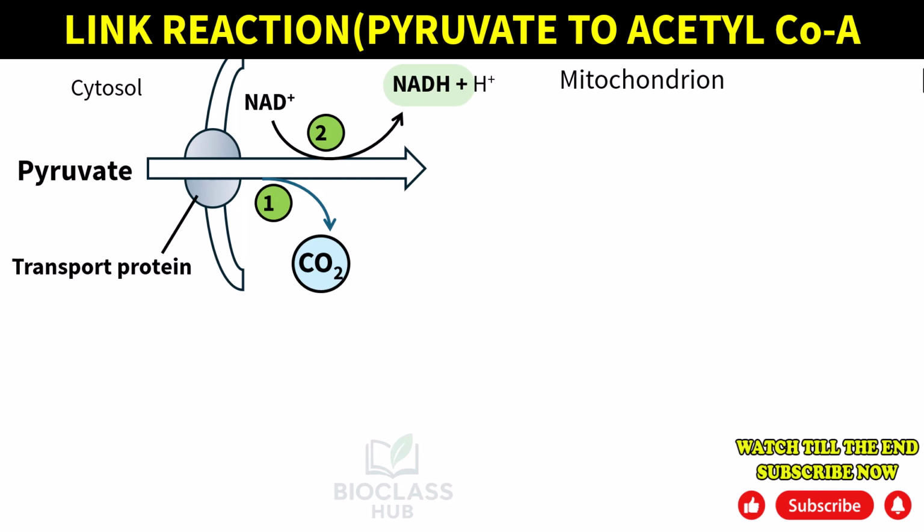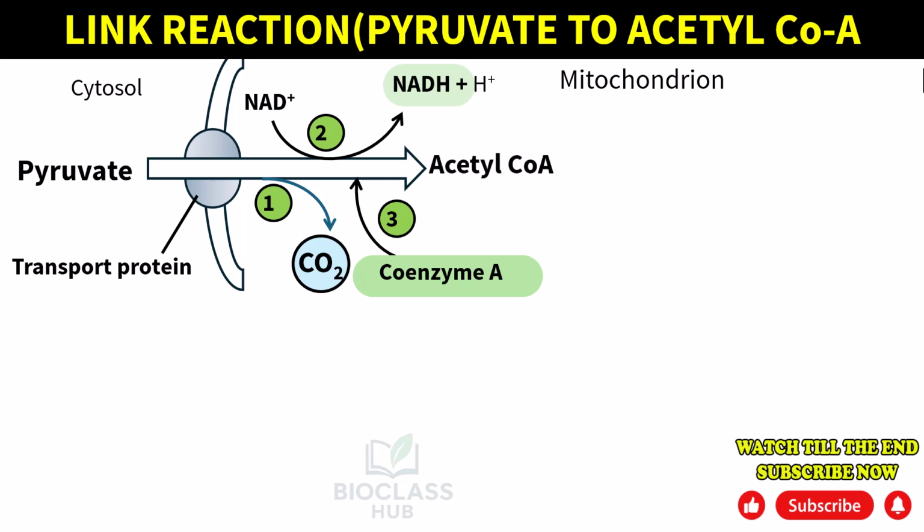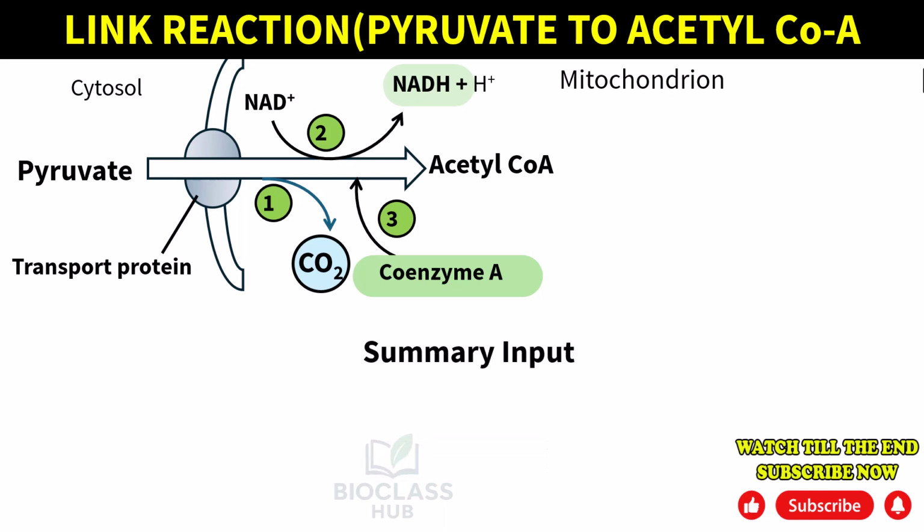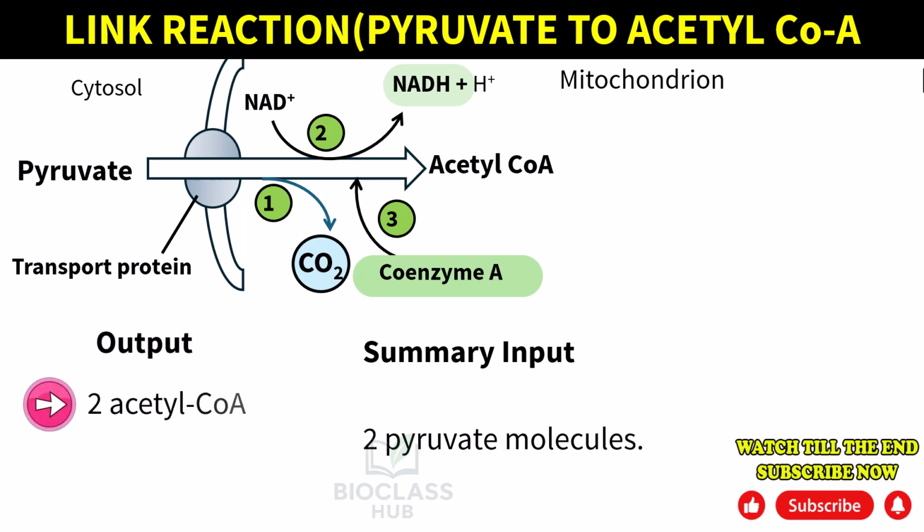Formation of acetyl coenzyme A. The acetate is attached to coenzyme A, forming acetyl-CoA. The bond between acetate and CoA is unstable, making the acetyl group highly reactive and ready to enter the Krebs cycle. Summary of pyruvate conversion. Input: 2 pyruvate molecules from glycolysis. Output: 2 acetyl-CoA, 2 carbon dioxide molecules, and 2 NADH.